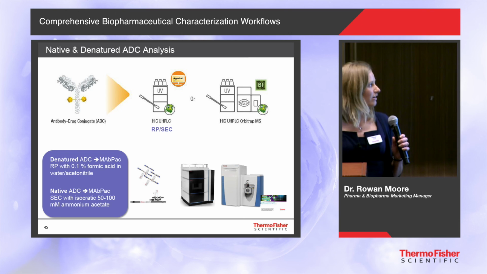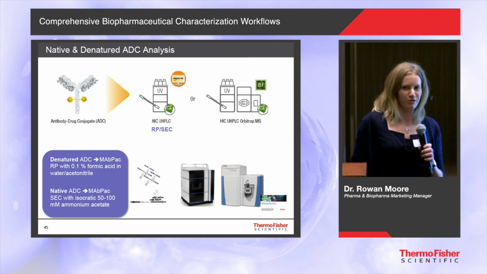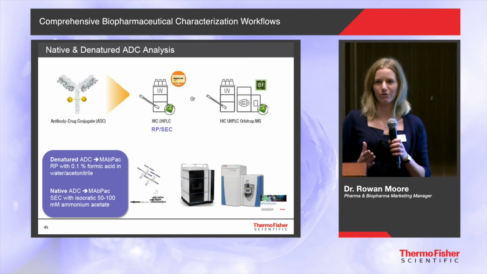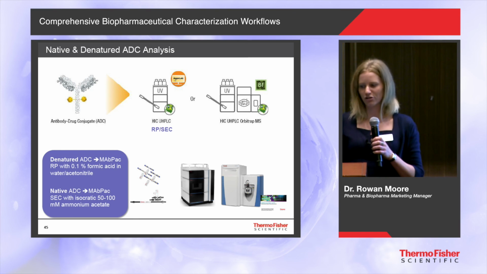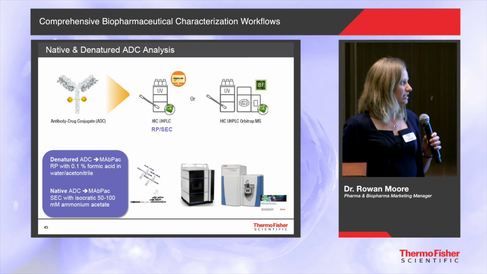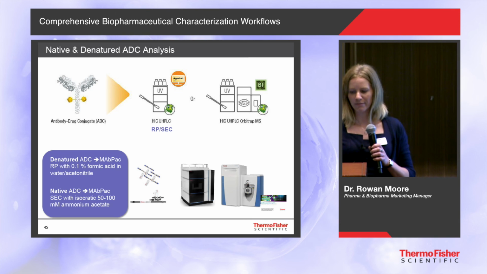So HIC is proving itself to be the most efficient method of separation for antibody-drug conjugates, because the more drug molecules that we add to the protein, the more we increase the hydrophobicity. So we can look at that elution order and say how many drugs are attached. But we've also found that using reverse phase and size exclusion can be great for coupling to mass spectrometry.